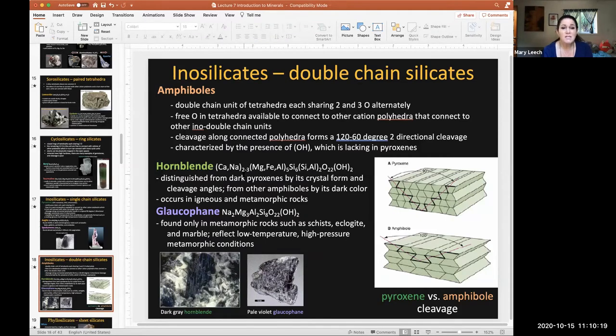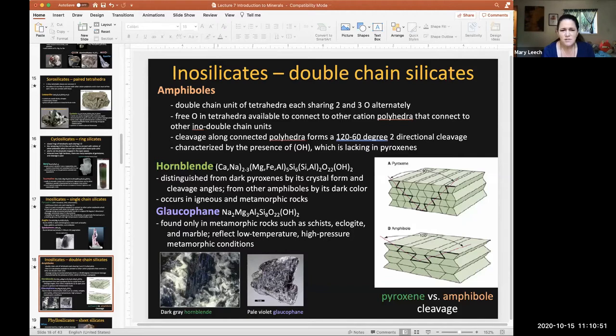These are also dark minerals. It's also more common in mafic rocks, but pyroxenes outnumber the amphiboles in basalts and gabbros. It's the intermediate composition rocks that have more amphiboles than pyroxenes. And you also see them in granites too. So they occur across the board, across the chemistries from felsic to mafic.